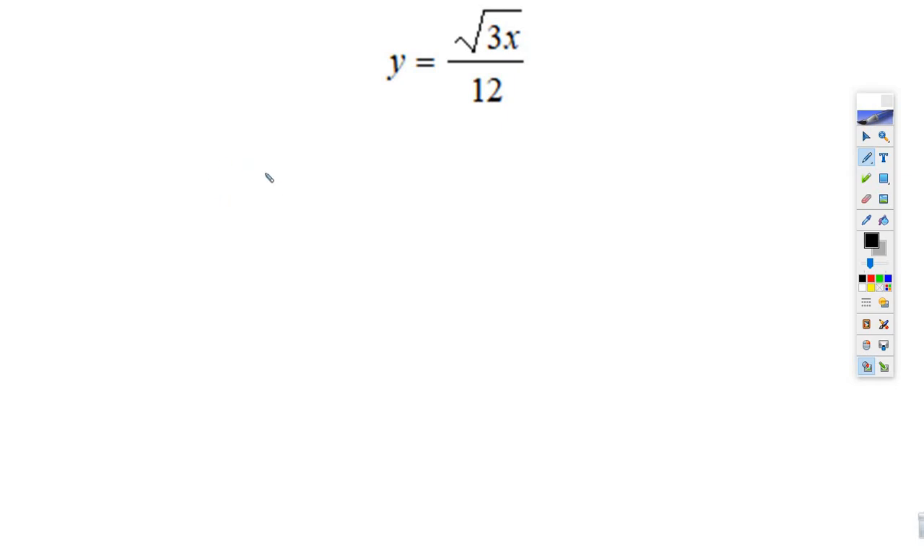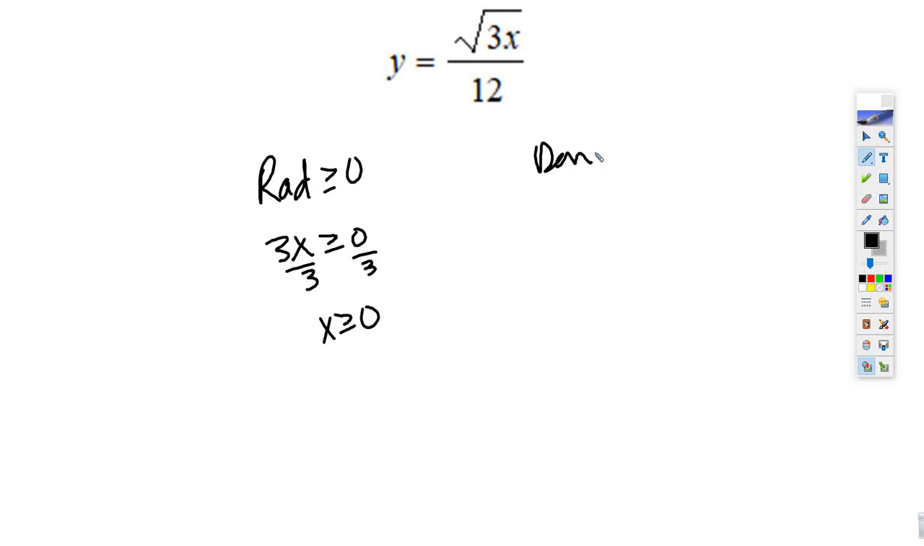So here we have that the radicand, again, has to be greater than or equal to 0. So 3x has to be greater than or equal to 0. So we're going to solve, so x has to be greater than or equal to 0. Again, the denominator can't be 0, but there's no x in the denominator. But that's easy enough to identify because 12 can never be 0. 12 is 12. So our domain, once again, 0 to positive infinity.